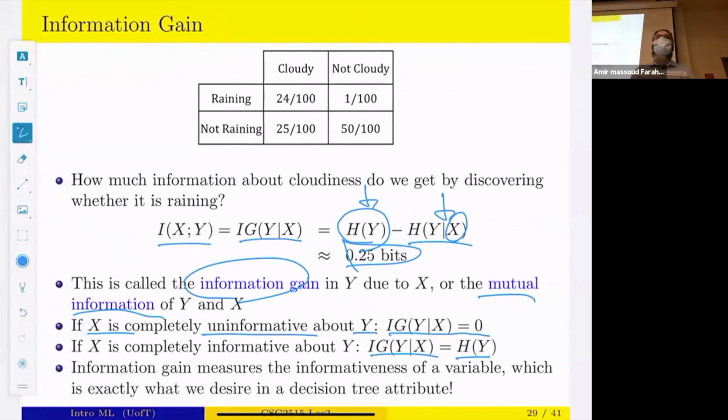Any questions so far on the entropy and information theory? 20 minutes of talk, 20, 30 minutes of information. Yes.